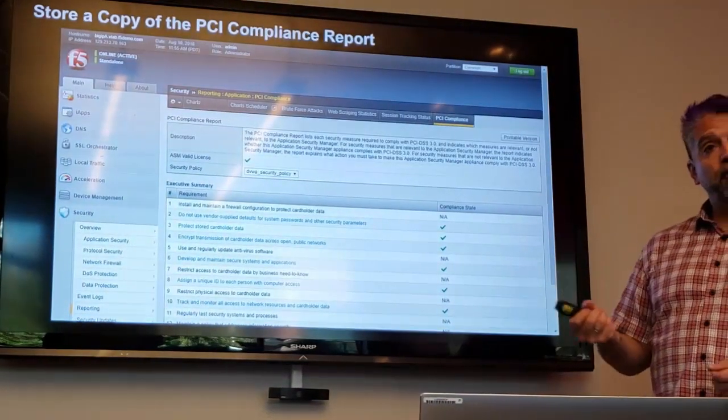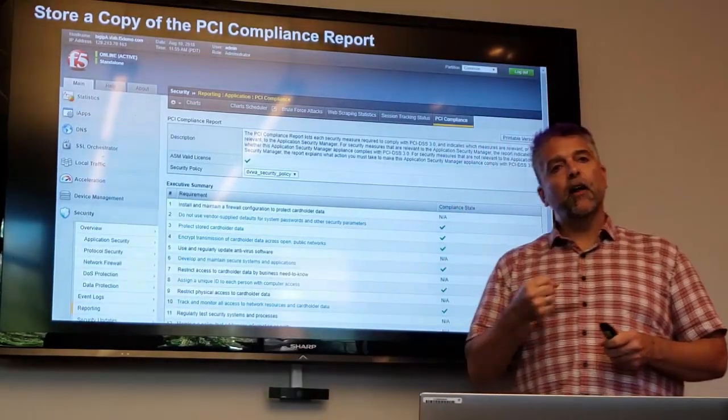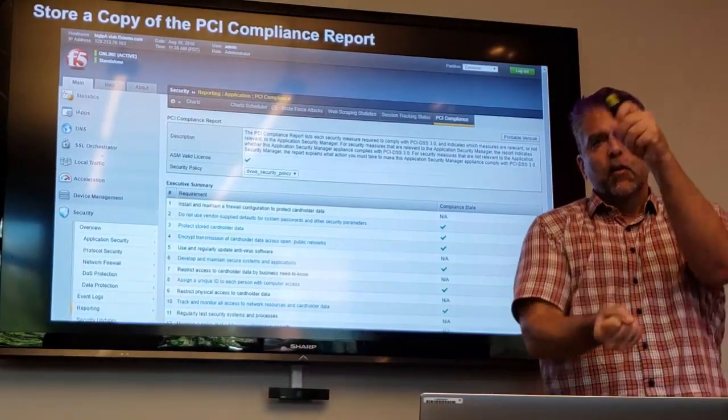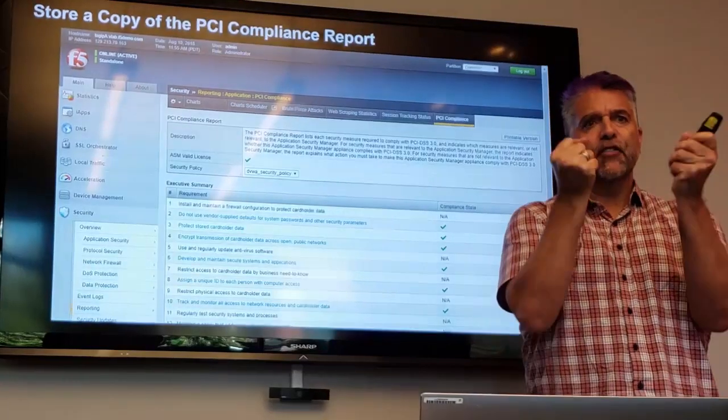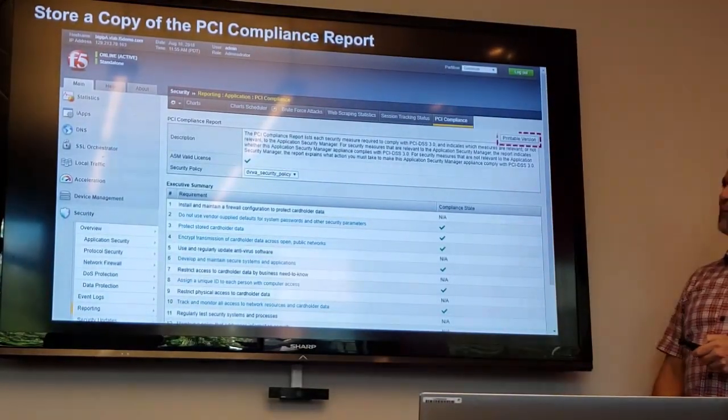What's really nice about this is remember that one of the things that we needed, number 12, maintaining the policy, we need something tangible to show an auditor. And we have that available over here in our printable version.